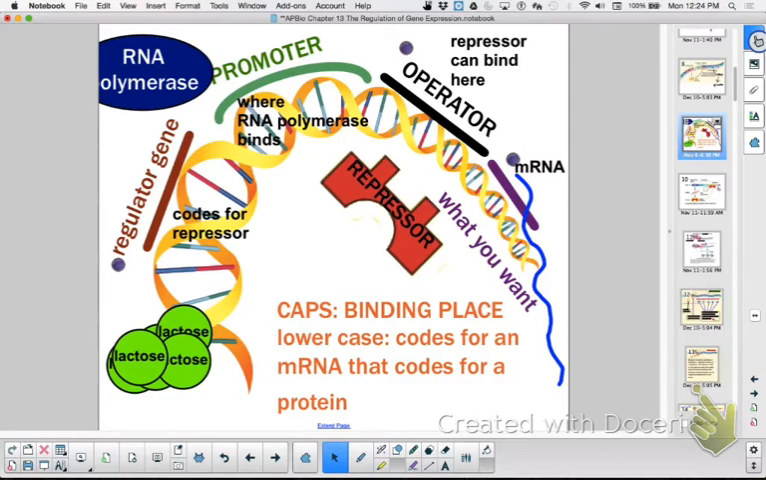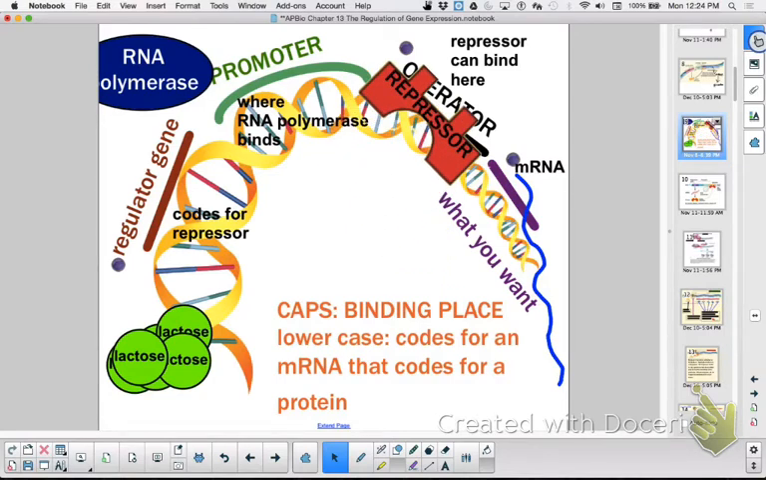And when all the lactose is gone, we don't need it anymore, the repressor gets back on there. That's called an inducible operon. That operon is in the off position because the repressor is in the on position. You absorbing that? Okay, that's an inducible. We have a way of turning it on, but we only turn it on when you need it.